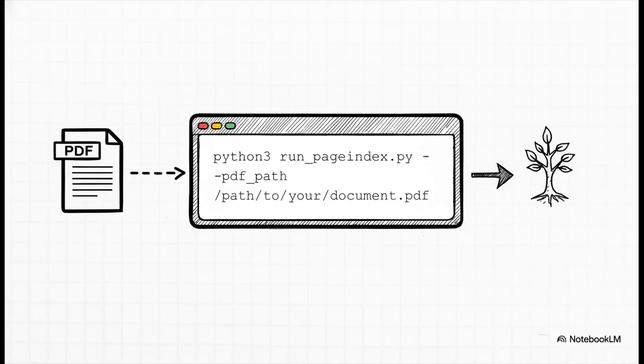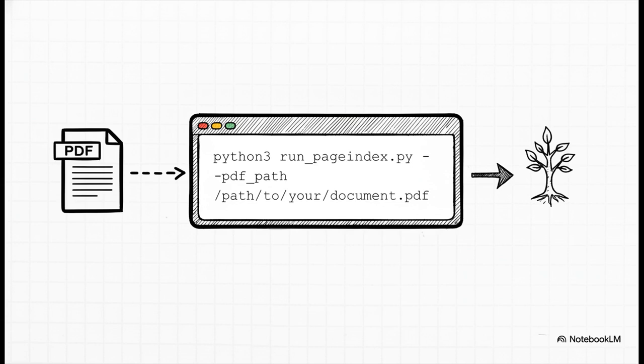Getting started on your own machine is incredibly simple. I mean, this is the command. You just run the script, point it at your PDF, and that's it. It kicks off the whole tree generation process. It's really designed to be super accessible for developers who just want to dive in and start playing around with it right away.